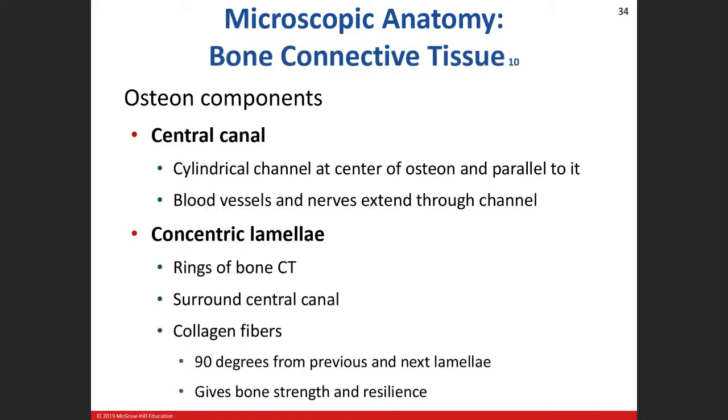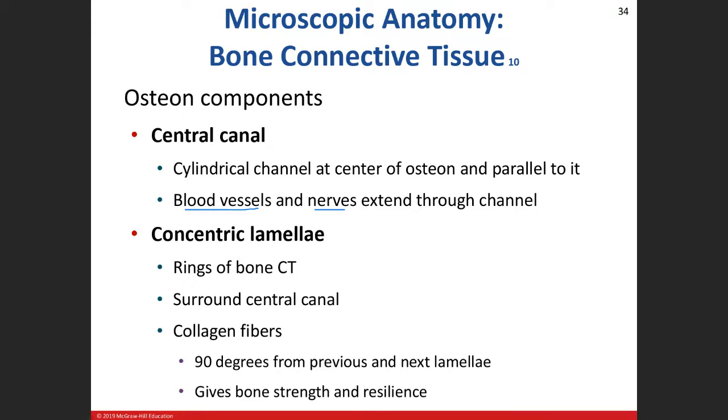So keep in mind, I've seen it asked before on a test. What is located in the central canal? Blood vessels and nerves, specifically the sensory nerves. And that's why we call it the central canal, because it is centrally located in our functional unit of the osteon. And it runs up and down.